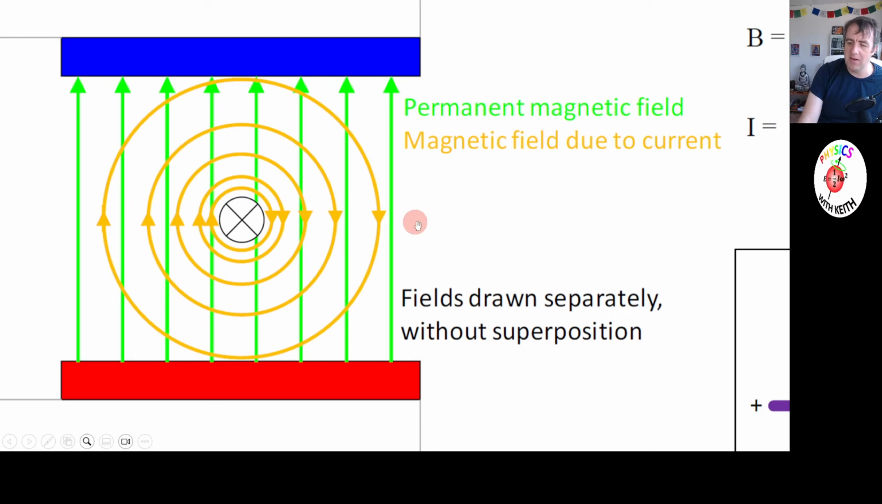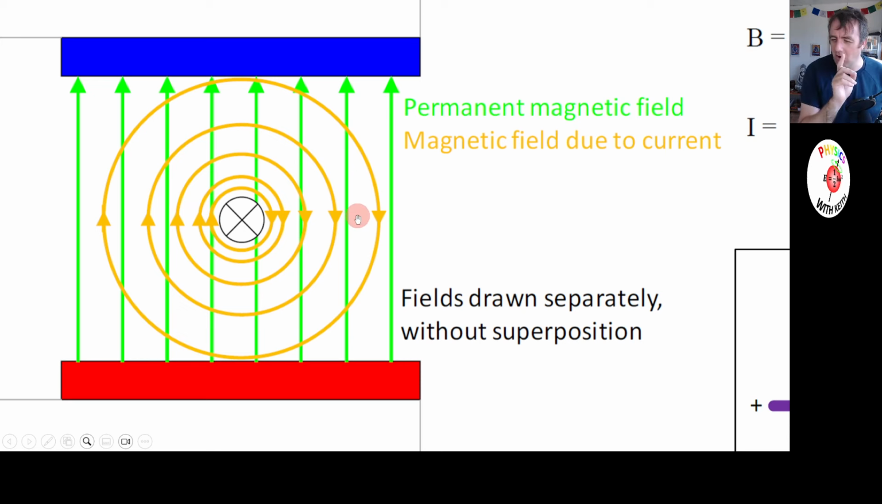If there was no permanent magnet around this current carrying wire, the magnetic field would be the yellow arrows. If there was no current carrying wire, and we had the permanent magnets, the magnetic field would be the green arrows. But we've got them both. So when we've got them both, on this side, the fields are both in the same direction, so we add them together. They're vectors, we add them together, they have a direction. On this side, they cancel out.